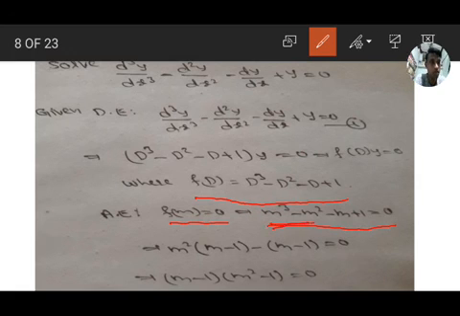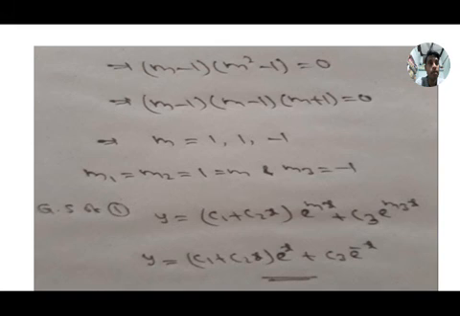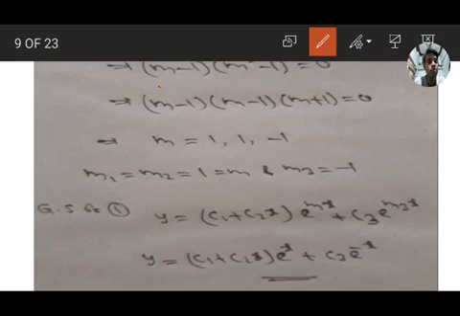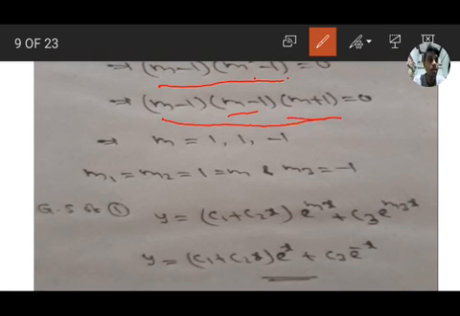In the first two terms, m square is common: m square into m minus 1. In the next two terms, minus 1 is common: minus 1 into m minus 1. So m minus 1 is common, times m square minus 1. M square minus 1 means m square minus 1 square, which is a square minus b square, that is a minus b into a plus b. So m minus 1 as it is, and m minus 1 into m plus 1. Therefore m equal to 1, 1, minus 1.